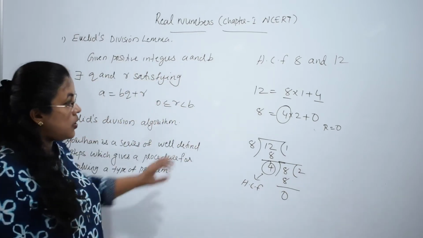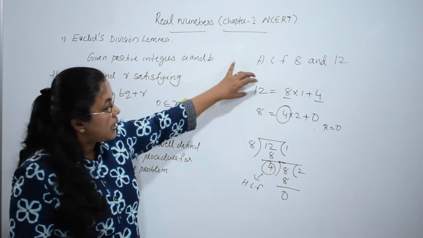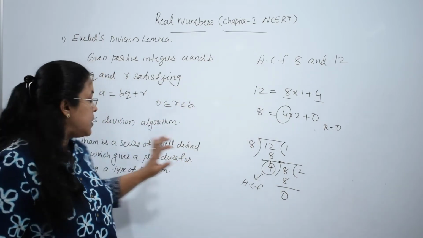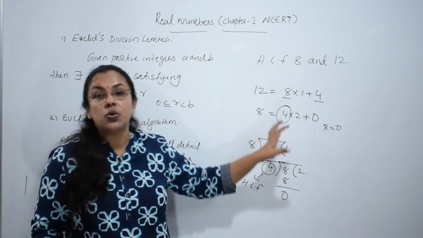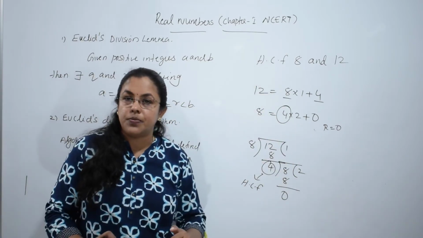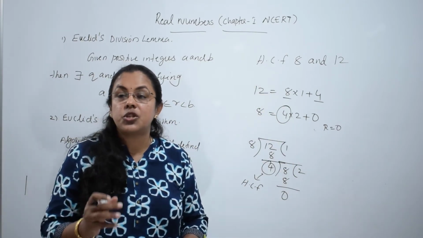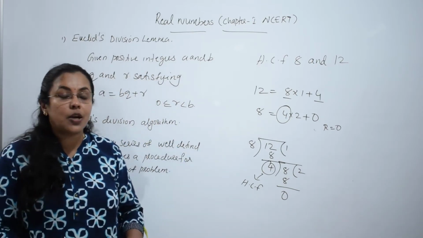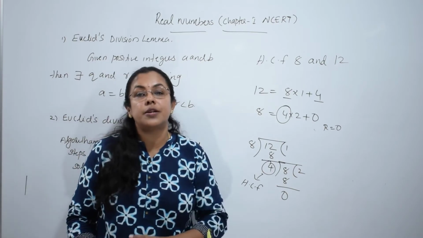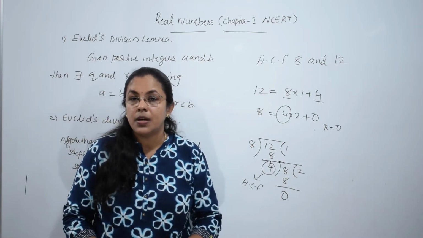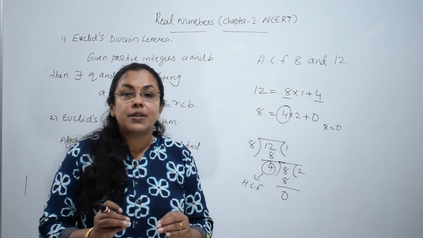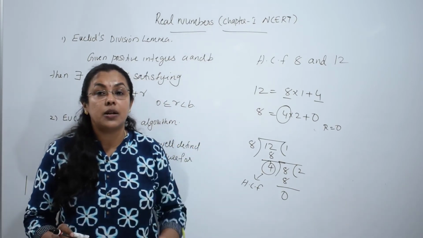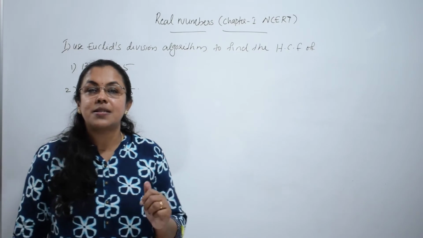Here we are using this lemma in the form of steps, so it is called an algorithm. So it is named Euclid's division algorithm. What is the use of Euclid's division algorithm? It is used to find the HCF of two given positive numbers. Hope you are clear with the concept of Euclid's division lemma and Euclid's division algorithm. Let us practice some more questions.